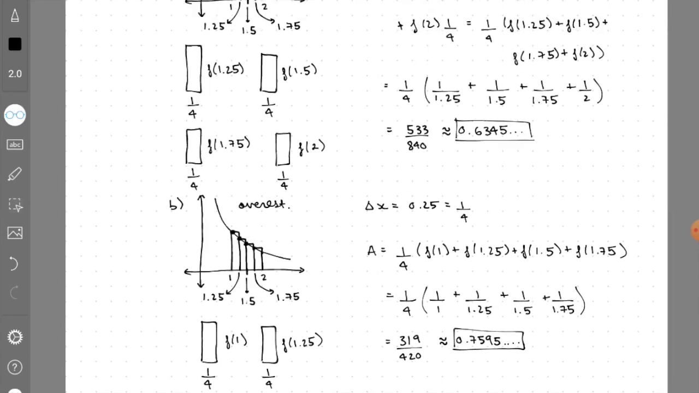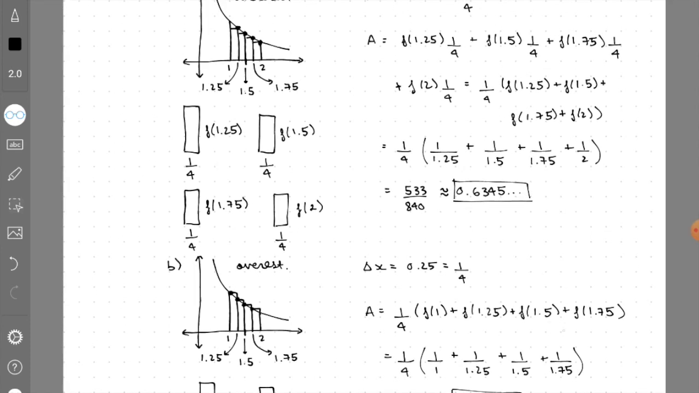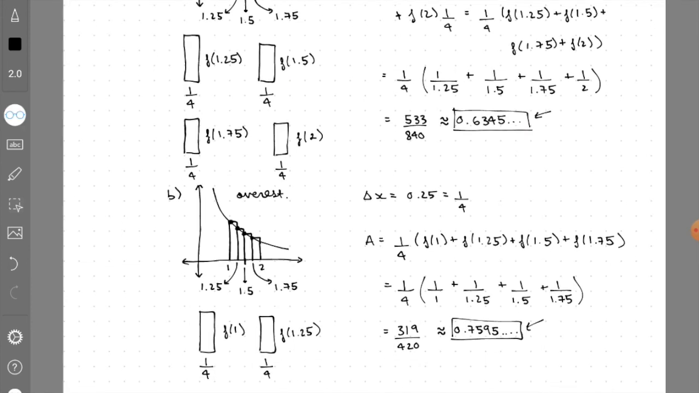And if you didn't notice from the sketch, we can see that the first one is going to be an underestimate. This number is going to be smaller than this one right here. So the first one is an underestimate, and the second one is an overestimate. But we can see that they're very similar. So the actual value of the area underneath this curve from 1 to 2 is going to be between these two, more or less. And that would be your answer.